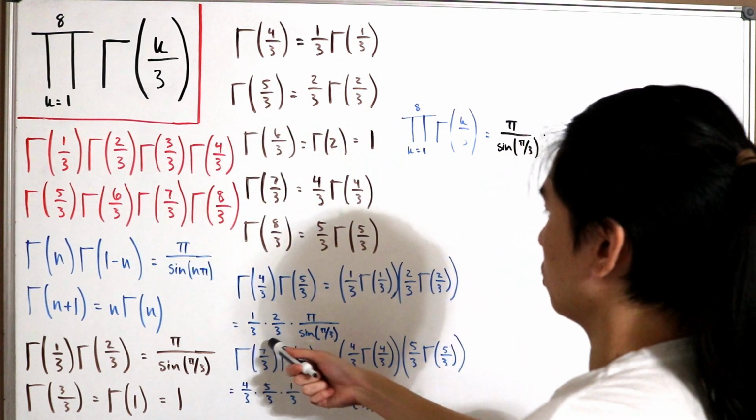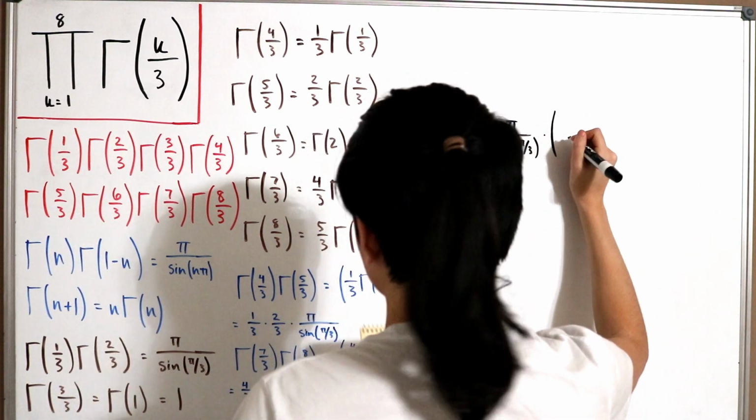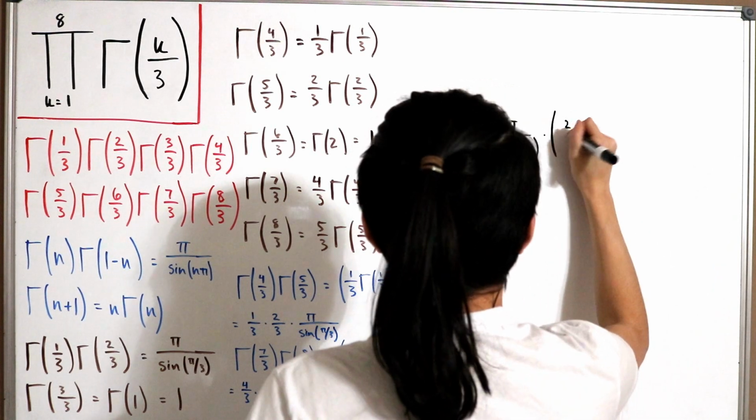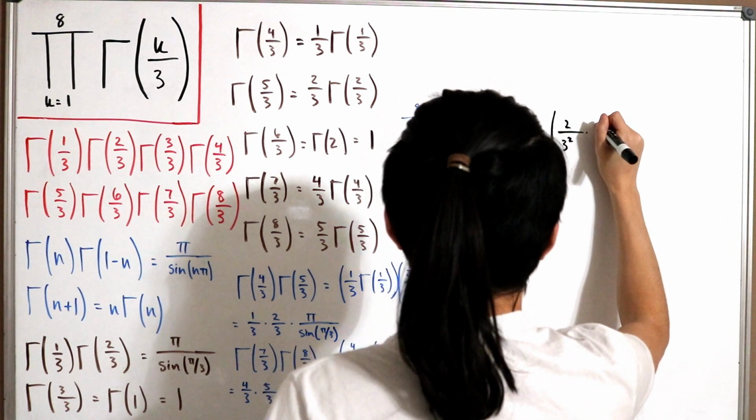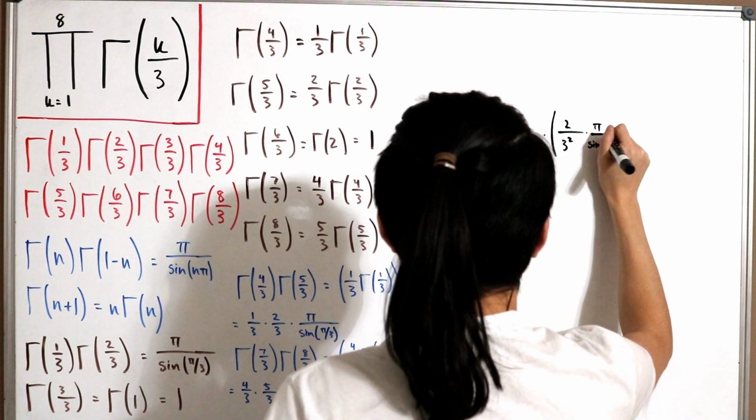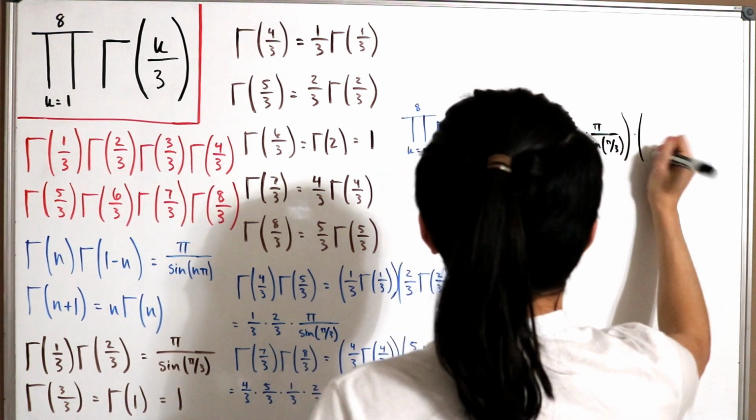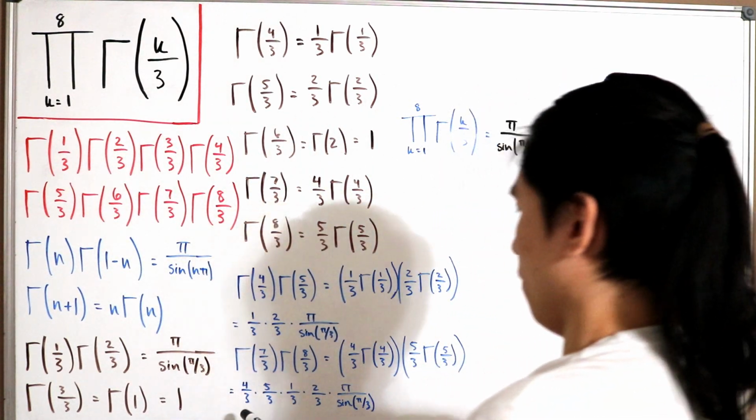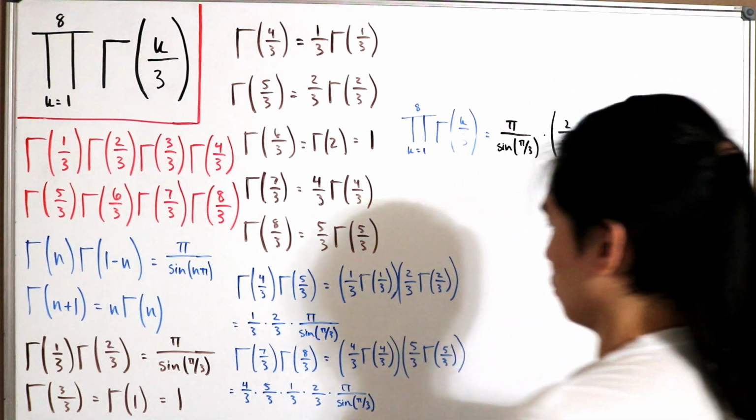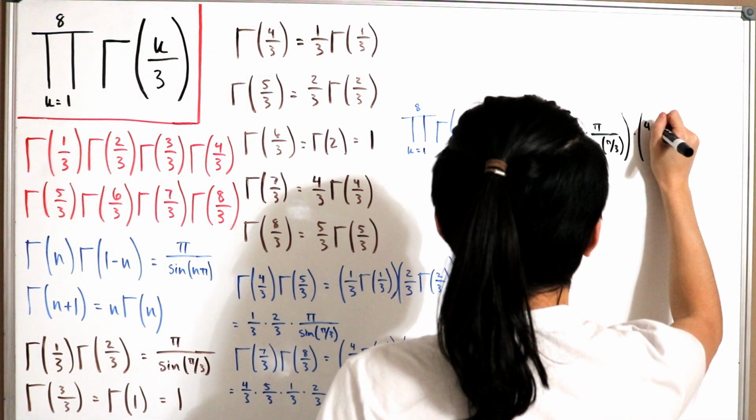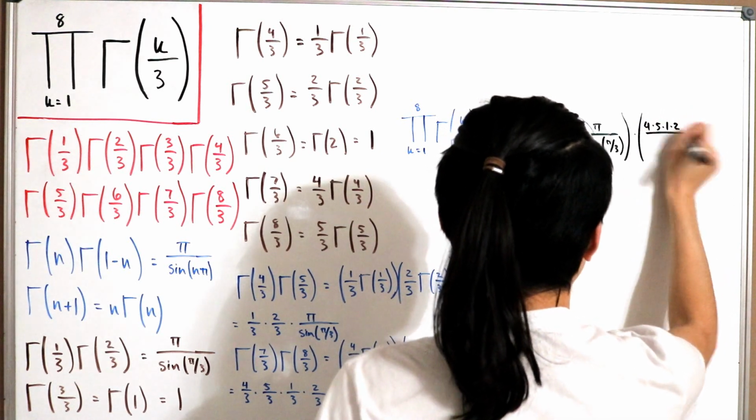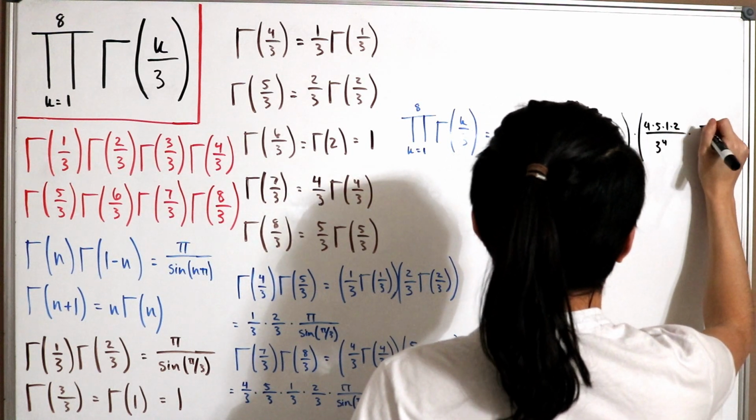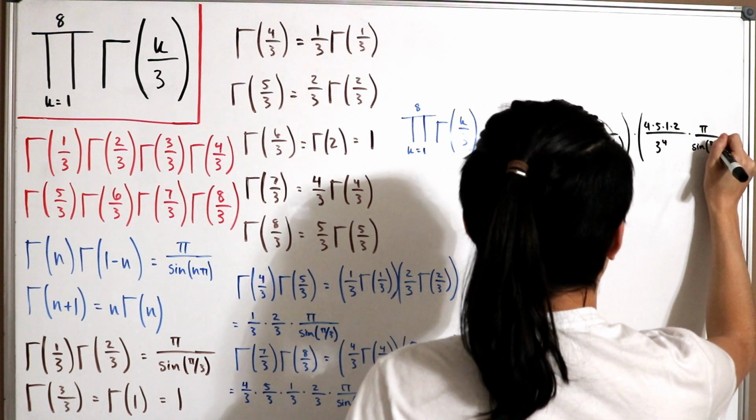We said that this was equal to this, so let's plug this back in. I'll simplify this, or combine these together. So we have 2 times 3 squared and then times pi divided by sine of pi over 3. And lastly, because gamma of 6 over 3 is just 1, we have our 7 over 3 and then 8 over 3 for gamma. So just substitute everything back in: 4 times 5 times 1 times 2, then divided by 3 to the power 4, and then multiplied by pi divided by sine of pi divided by 3.